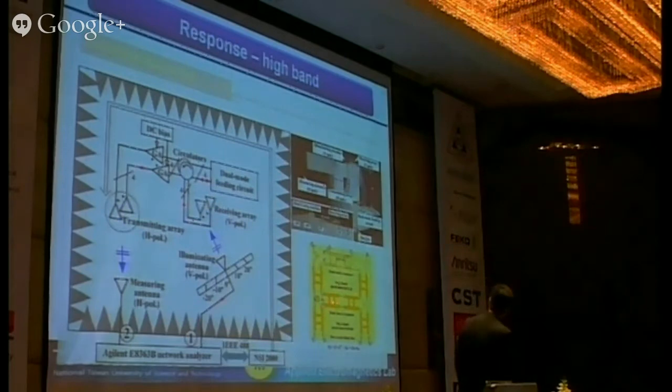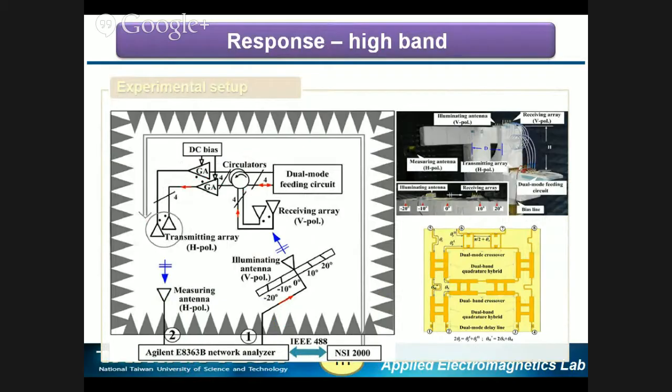These are just dual band crossovers, because they don't function as dual mode ones. And this is the dual mode crossover. In the low band, it is a crossover. In the high band, it is a pair of transmission lines. And these are the dual mode delay lines. It is just like a conventional butler matrix.